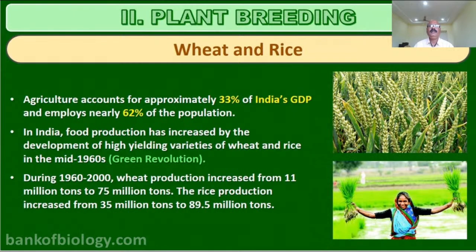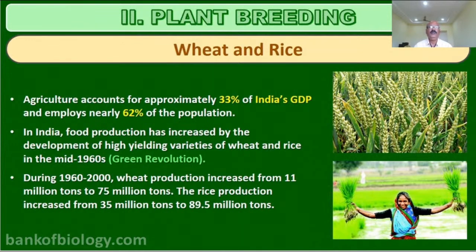In plant breeding, in wheat and rice, some of the varieties are developed. Agriculture accounts for approximately 33% of India's GDP and employs nearly 62% of the population. In India, food production has increased by the development of high-yielding varieties of wheat and rice in the mid-1960s. That means in the Green Revolution period.